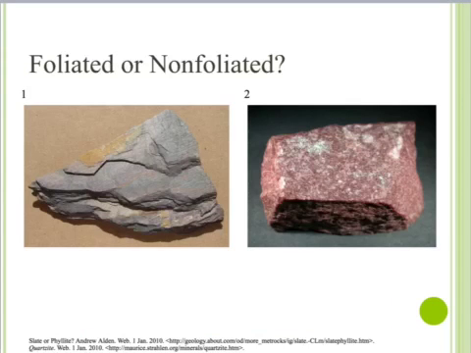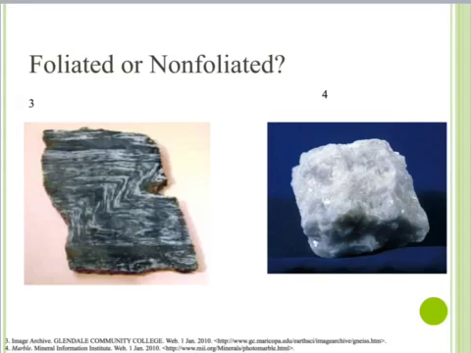So rock number 1, is this foliated or non-foliated? This example is foliated because there's layers in it. This is slate. What about rock number 2? Is this foliated or non-foliated? This will be non-foliated because there are no lines or layers. This is quartzite.